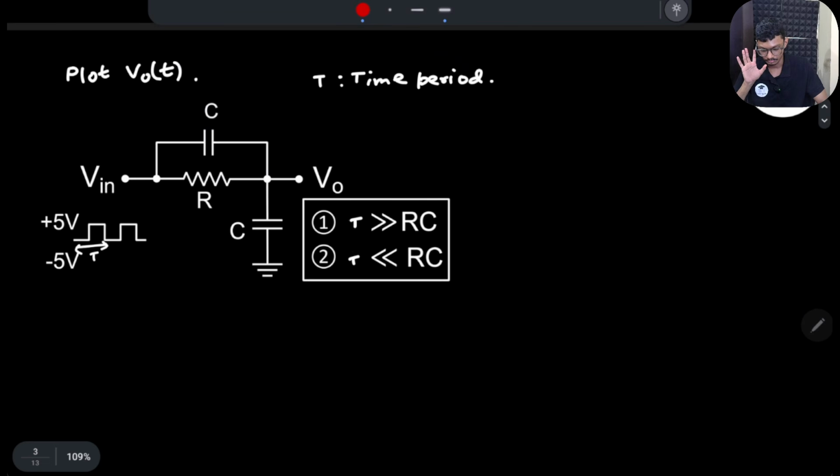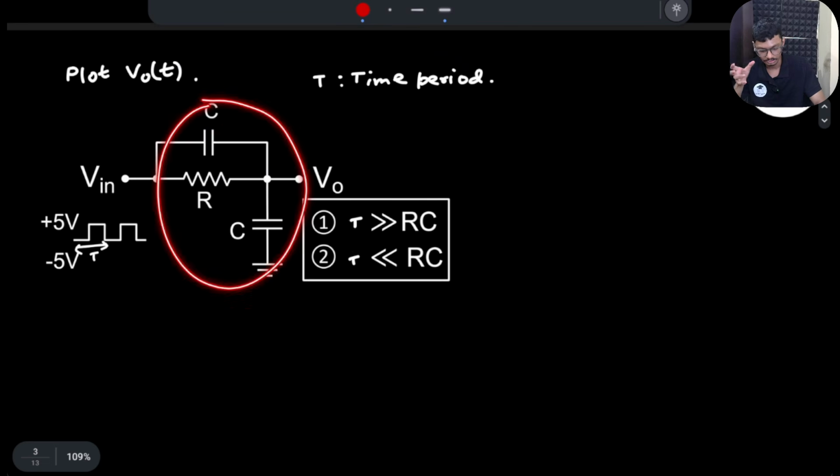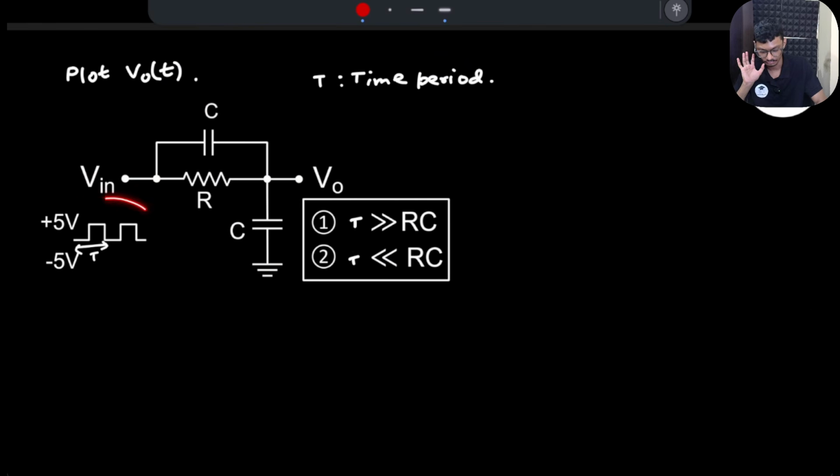So we have a circuit here, RCC is there, the input is a pulse, the time period of the input is capital T. We have to plot the output voltage for two cases. I will talk about the first case in this video, and part 2 will talk about the second case, right? So case 1, this one, where my time period is much greater than RC. So RC we know is related to the time constant, right?